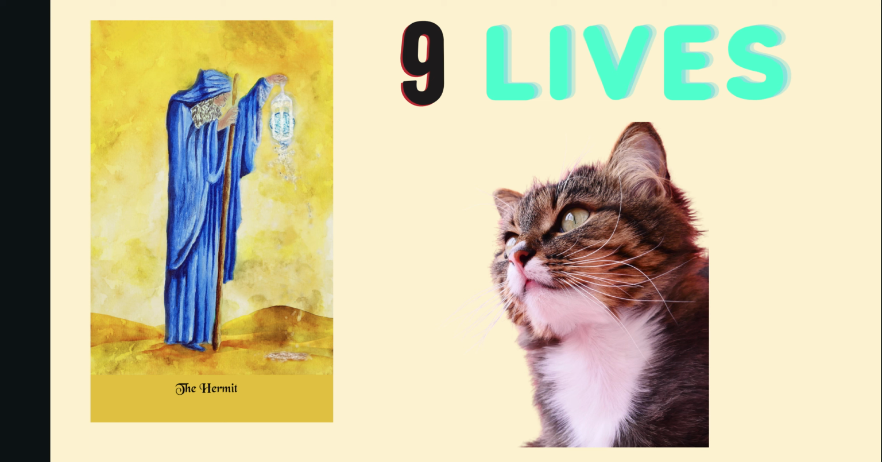So everybody loves cats. Most people love cats. I'm assuming that most people love cats. And cats have 9 lives, you know that. So the number 9 resolves down to the hermit.